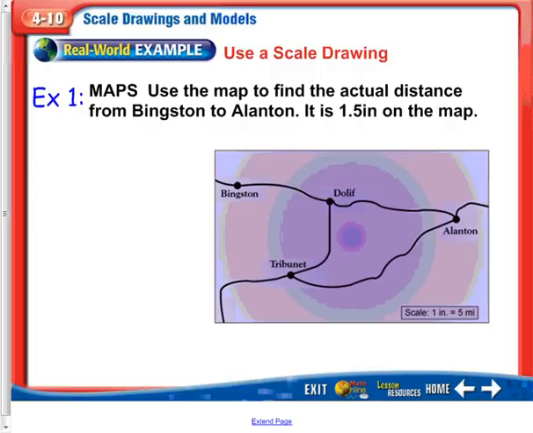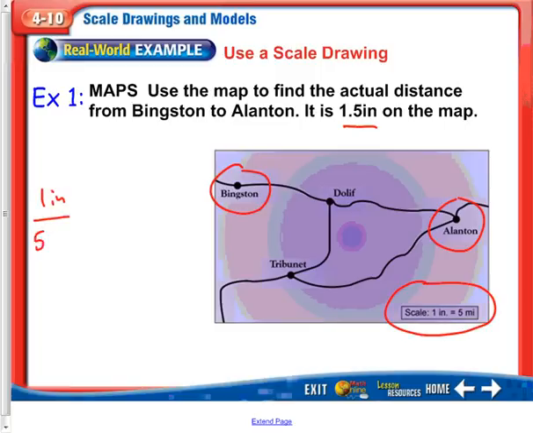So first, dealing with map scales, use the map to find the actual distance from Bingston to Allenton. We're starting here at Bingston and we're going to Allenton. It is about 1.5 inches on the map, and so we're going to use this scale here and make a proportion. So we can say 1 inch is to 5 miles. Pretty much what I always do is you take your scale and you write it as a ratio. Don't worry about mixing any of these things up.